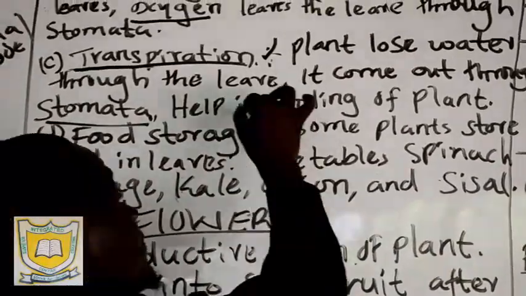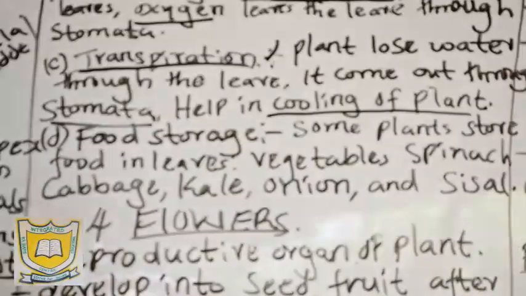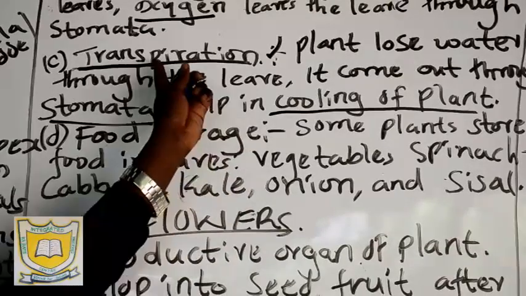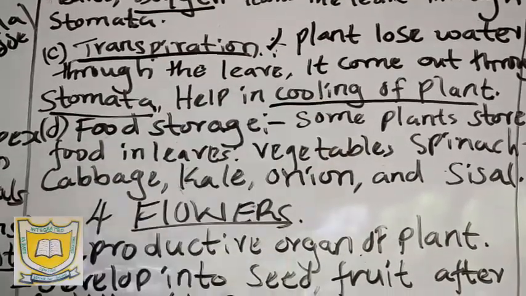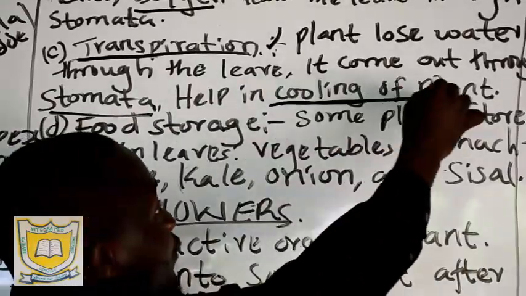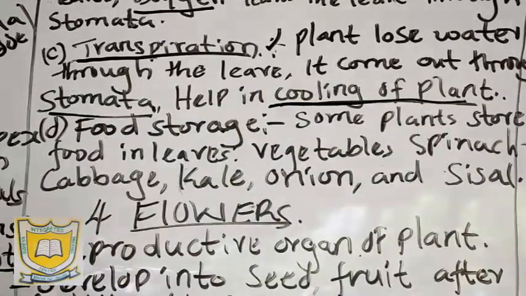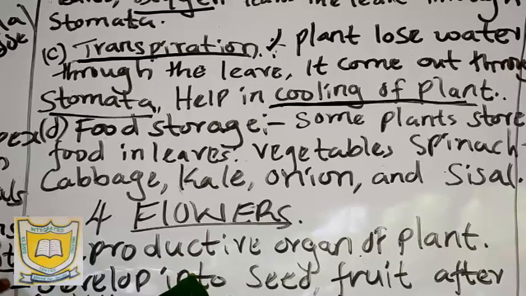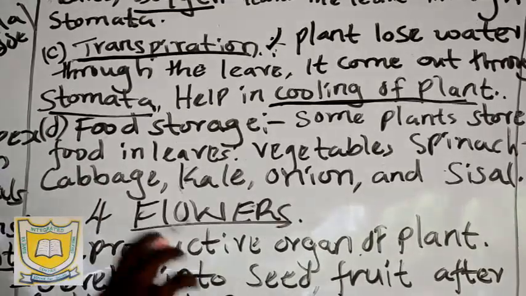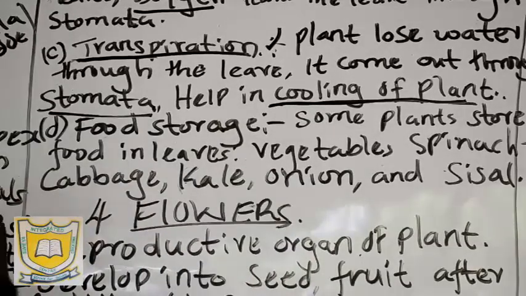What is the importance of transpiration? It helps in cooling of the plant. And when you move to secondary level, you will discuss more functions of transpiration and its importance to these plants. Now, at this level, we will only discuss the cooling part of it. So when the hot water comes out, the cold water which has been absorbed is transported to the leaves, hence leading to cooling of the plant.